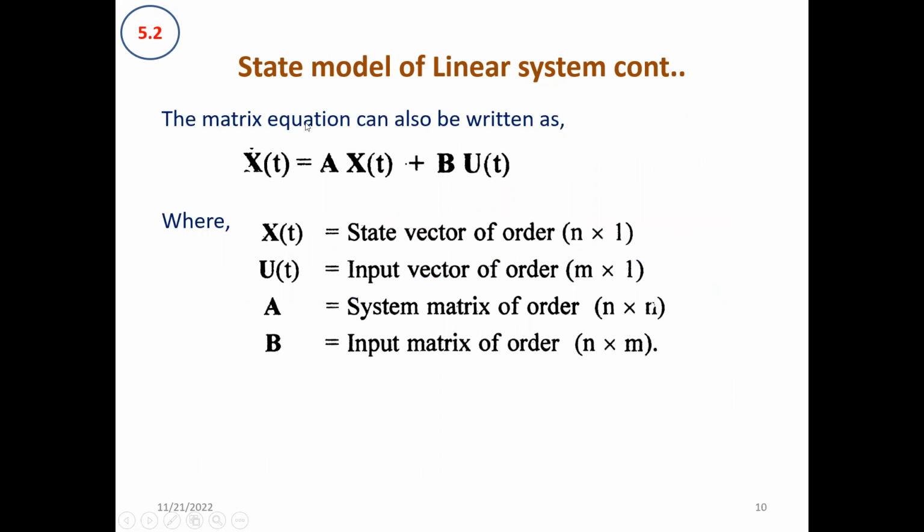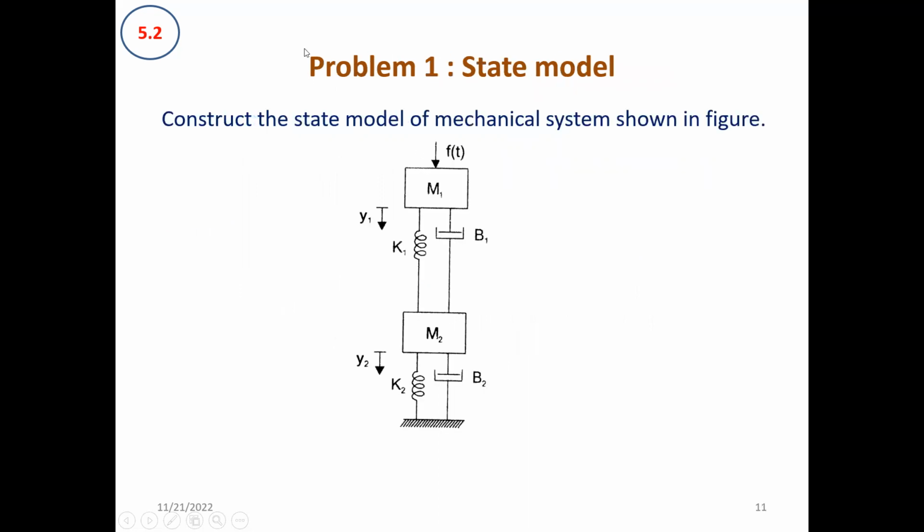The state model matrix equation can also be written as x dot of t equal to A x of t plus B u of t, where x of t is the state vector of order n, u of t is the input vector of order m, A is the system matrix of order n by n, and B is the input matrix of order n by m. Now see problem 1 with respect to the state model.